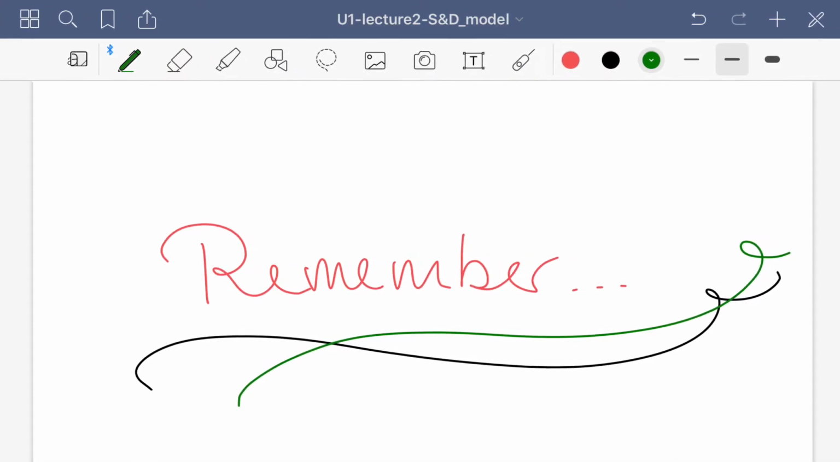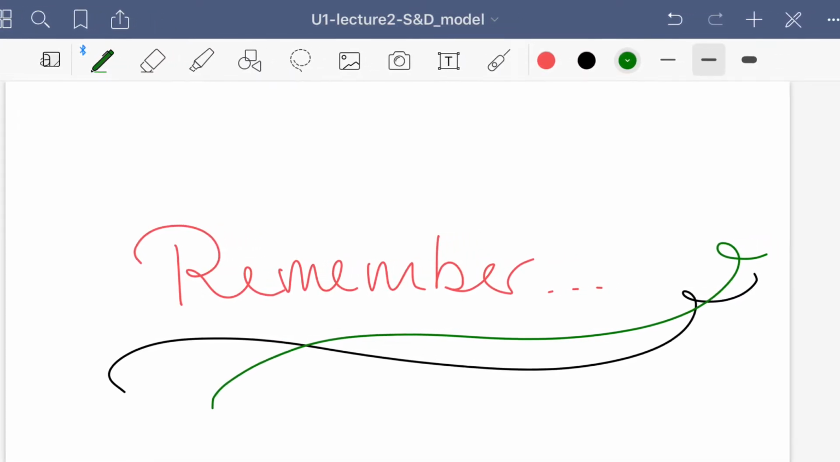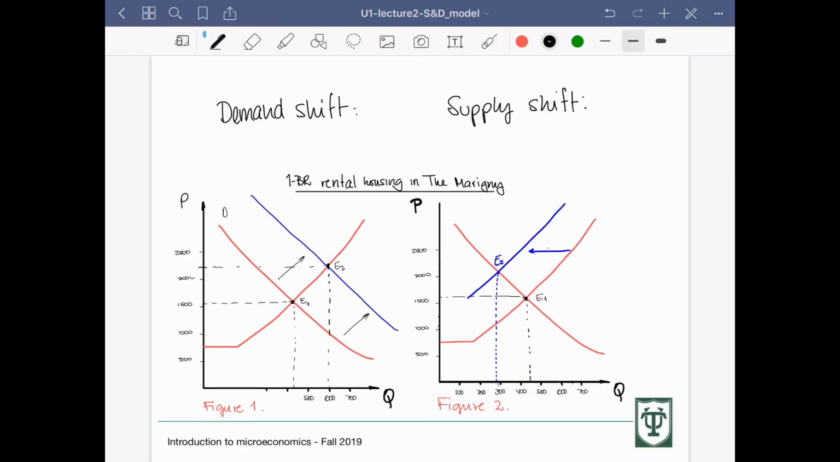First, remember what we know. We established in our previous lecture that an increase in demand would shift the demand curve out and result in a price increase for the good that we're studying. So an increase in demand increases the price, and in this case, our good is rental housing.